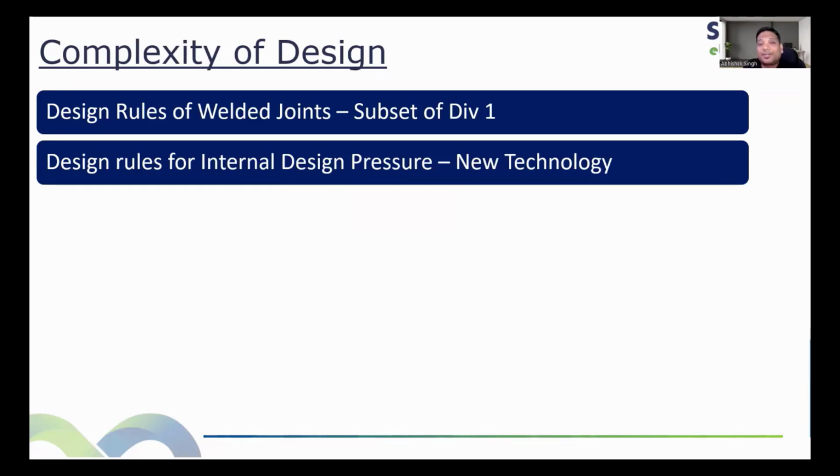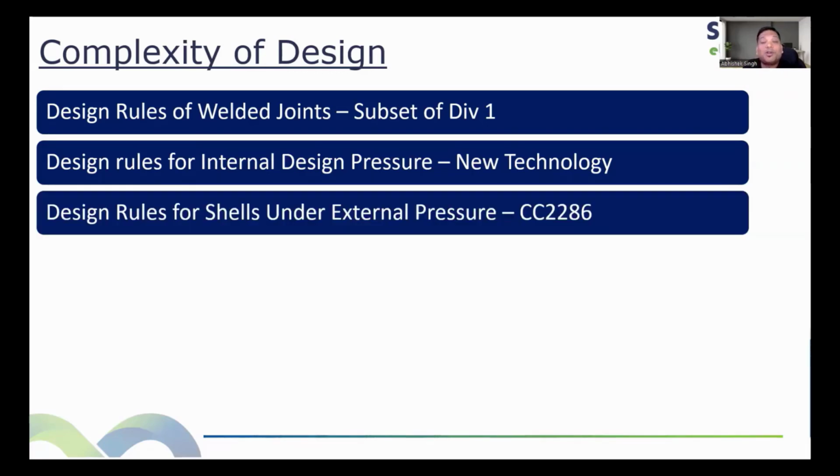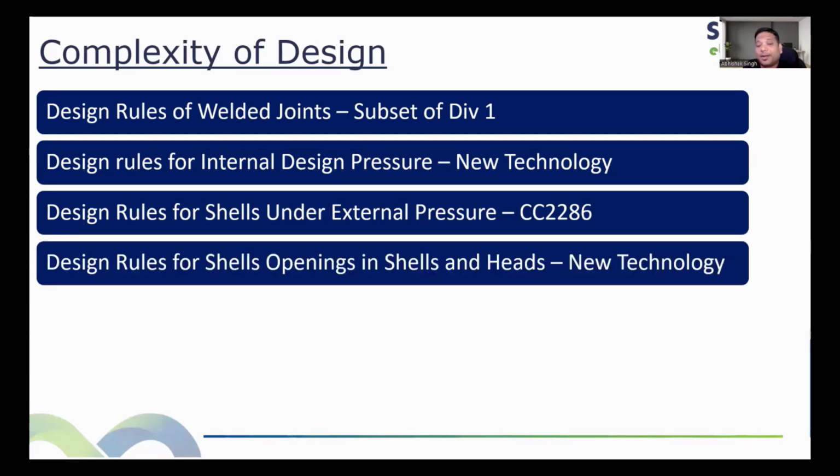Design rules for internal pressure: it's a new technology, new formula, a much evolved formula, so it will give you the thicknesses very accurately. If you talk about external pressure, that is completely to the next level. If you might have referred to code case 2286, that is what is adopted, but it is written in a very detailed manner. So again, external pressure is the adoption of code case 2286.